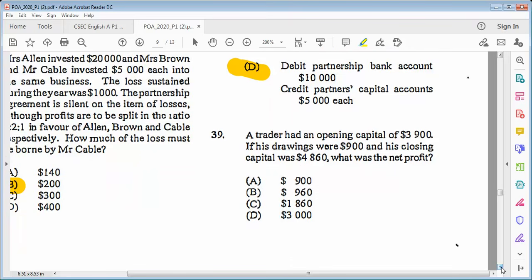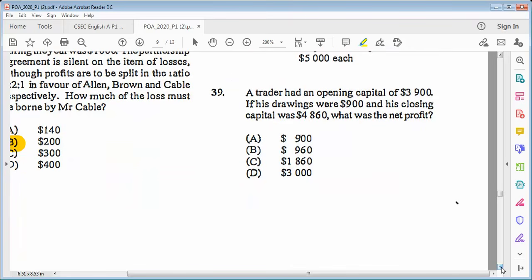Let's move on to 39. A trader had an opening capital of $3,900. If his drawings were $900 and his closing capital was $4,860, what was the net profit? A, $900, B, $960, C, $1,860, D, $3,000. So how do we know? How would we arrive at our answer?